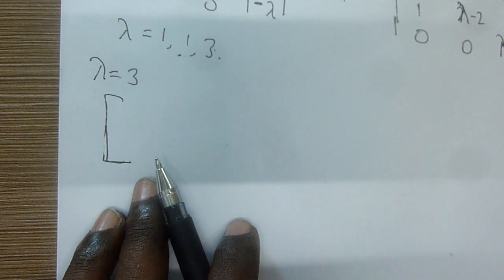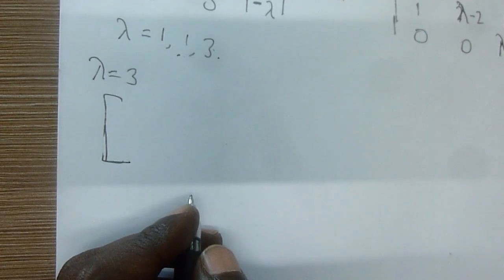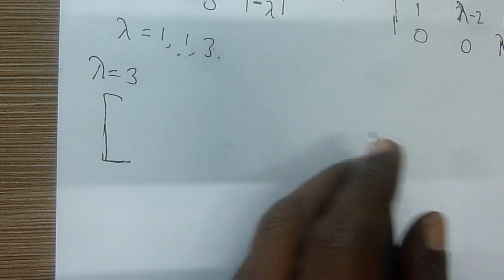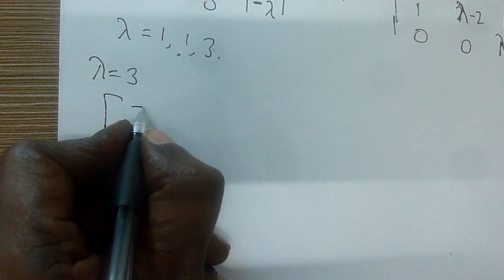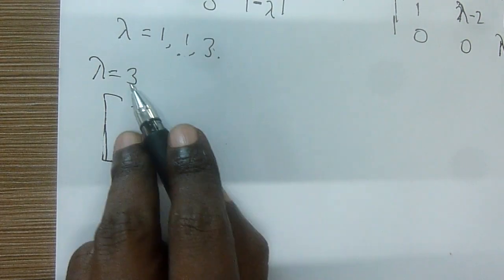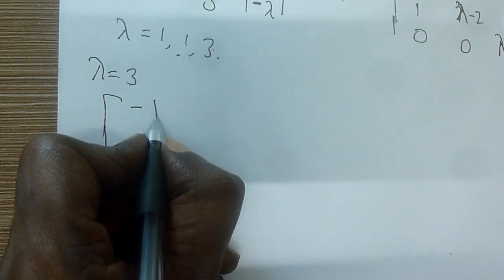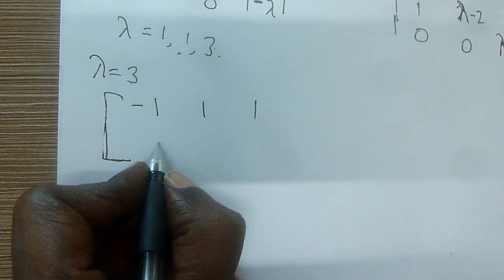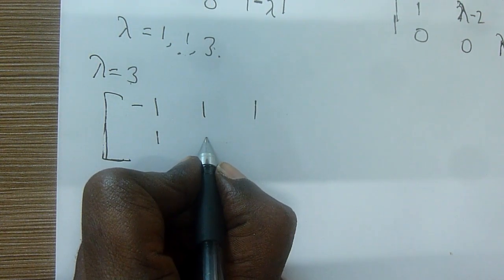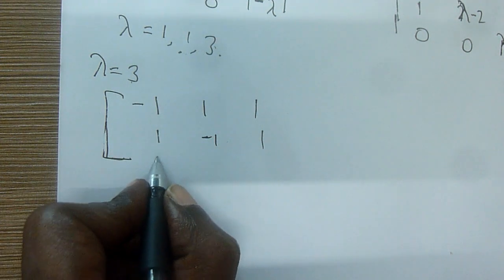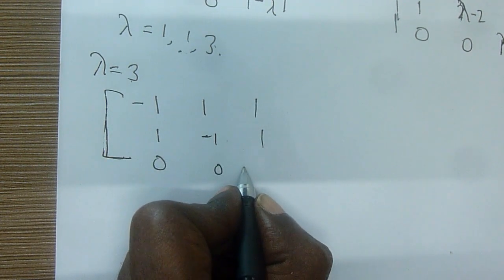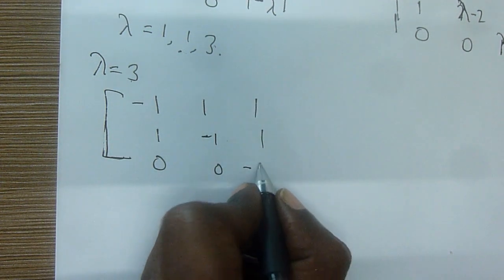Okay, I'm saying it's the same because it depends on convenience, as I say when I work on that. Okay, I just choose this one. If lambda is 3, then I get 1 1 1, 1 negative 1 1, 0 0 negative 2.